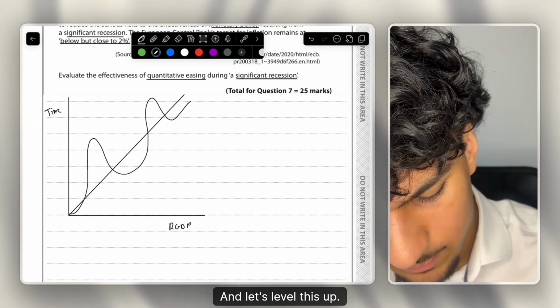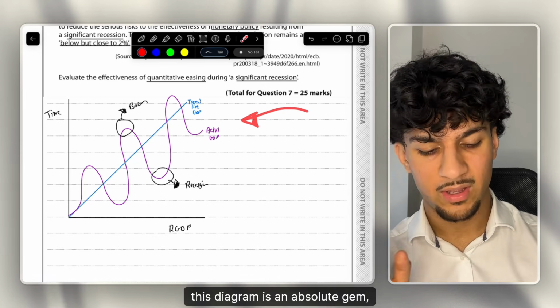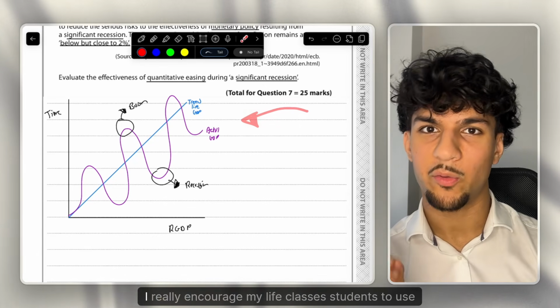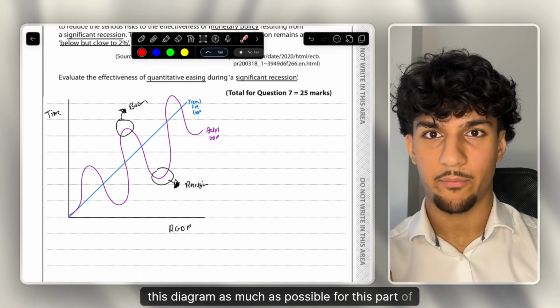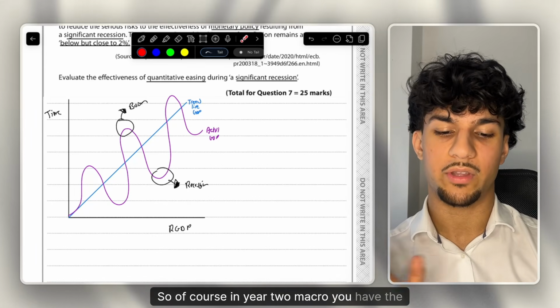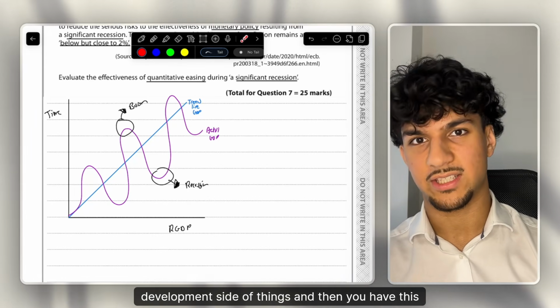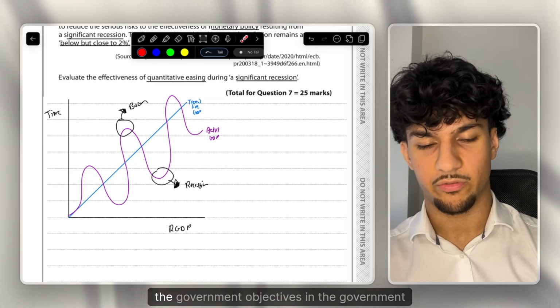And let's label this up. This diagram is an absolute gem, especially in evaluation. I really encourage in my live classes students to use this diagram as much as possible for this part of macro. So of course, in year 2 macro, you have the development side of things, and then you have this side, which is more like the policies, the government objectives.